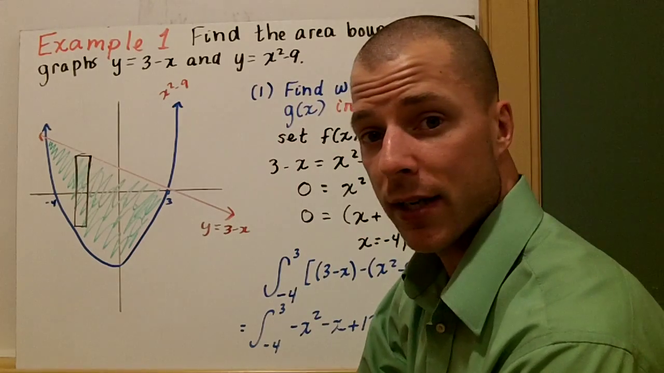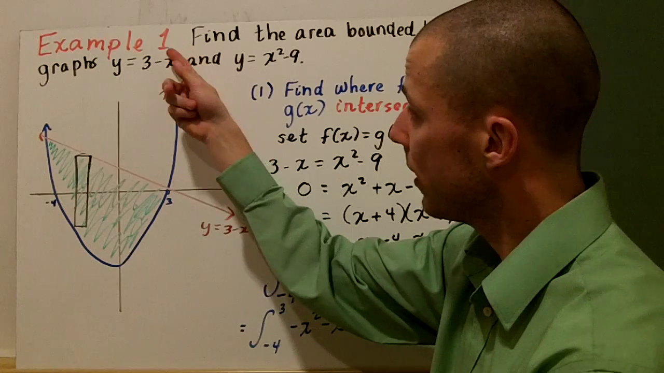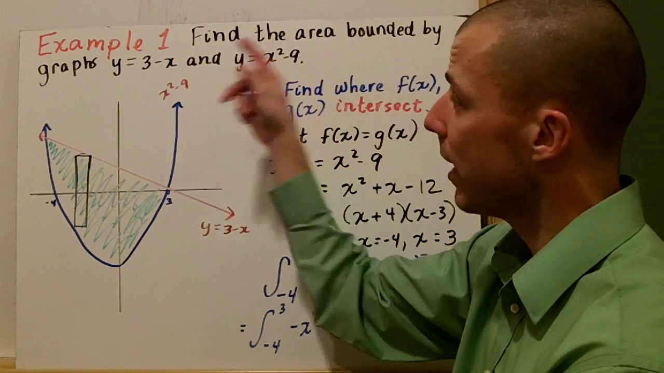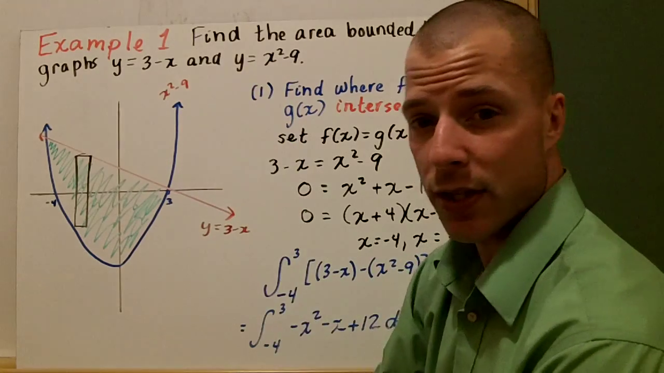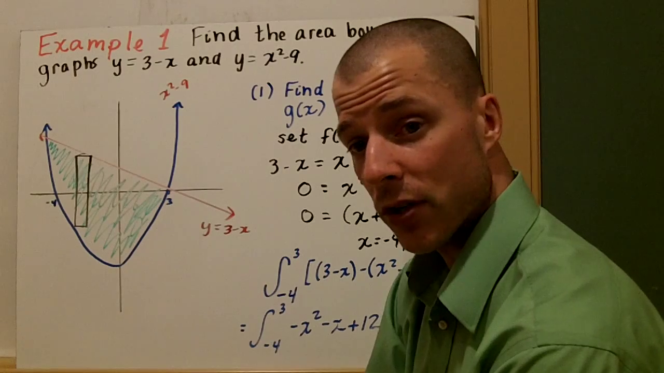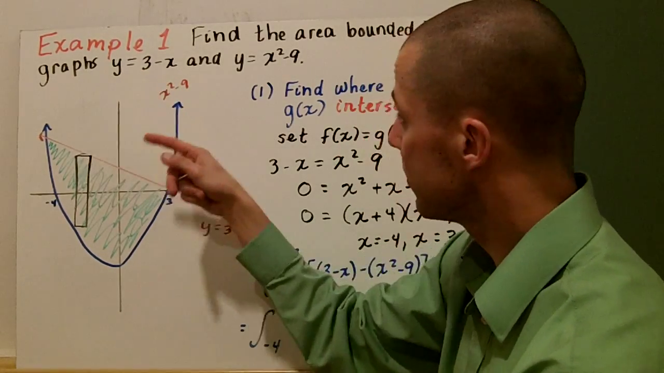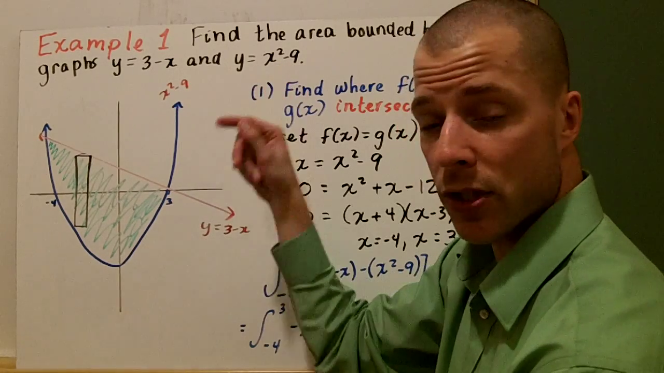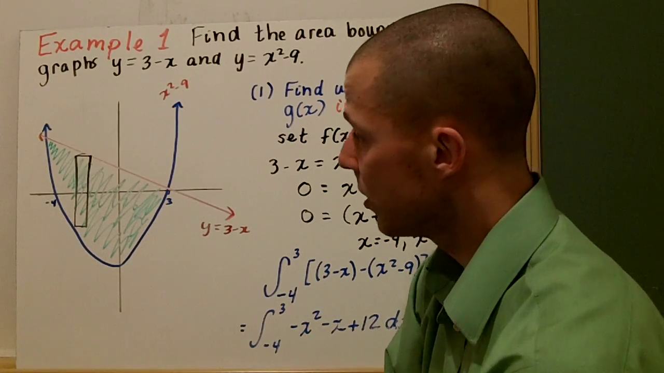So a lot of things going on in example 1 here. First thing you should do, after you read that example, find the area bounded by the graphs of y equals 3 minus x and y equals x squared minus 9. First thing that you should do is graph each function, and I've done that. The red function is our line, 3 minus x, and the quadratic is x squared minus 9. That's in blue. Okay, it's just a rough sketch.